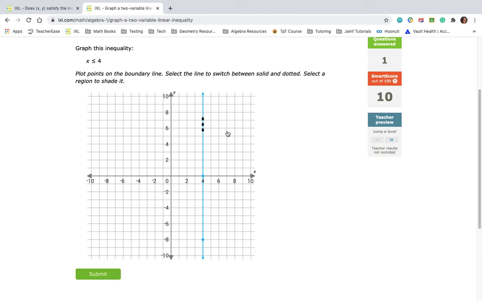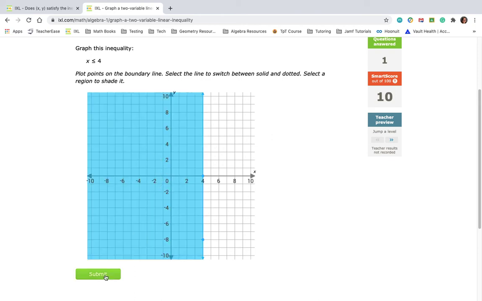So when you have the or equal to, you leave it as the solid line, but if you accidentally click and make it dashed, all you have to do is click again to make it a solid line. If you have the wrong kind of line, say you have a dashed line here instead of a solid line, it is going to be marked wrong on IXL. Okay, now let's think about this. x is less than or equal to 4. So x is less than, going to the left on this side. So I'm going to click to shade that in, click submit.